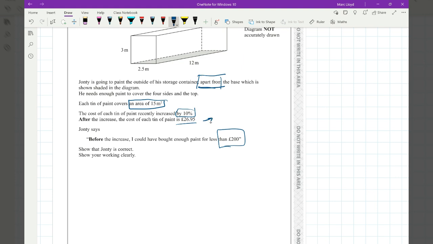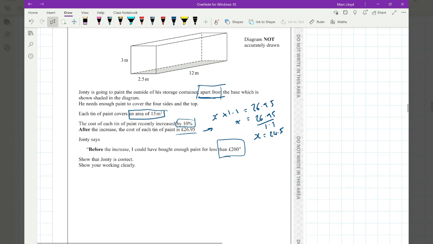Let's just work out what that is before. So we had x times 1.1, which is an increase of 10%, equal to 26.95. So if we do 26.95 divided by 1.1, that gives us £24.50. So that's the price. Now we need to work out the rest.